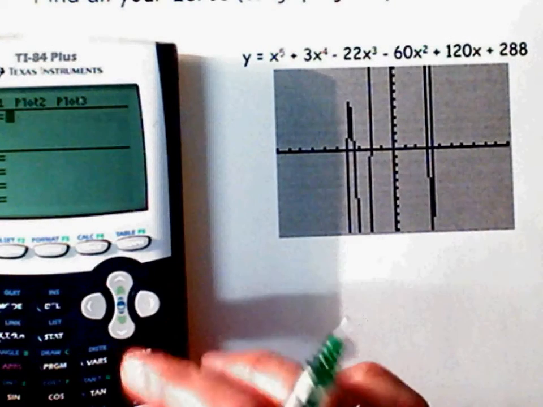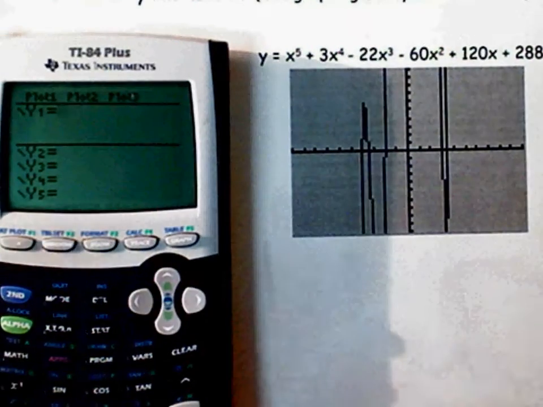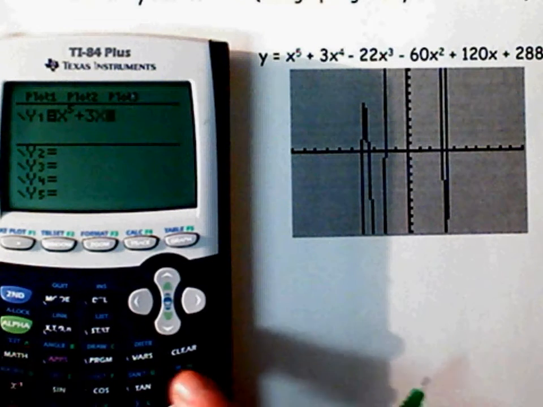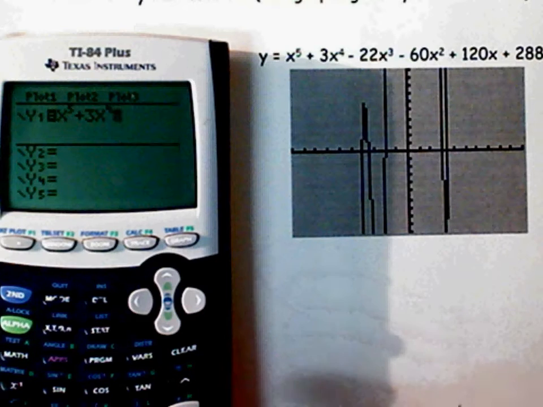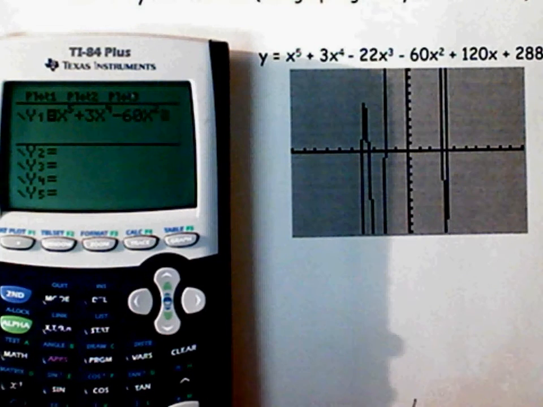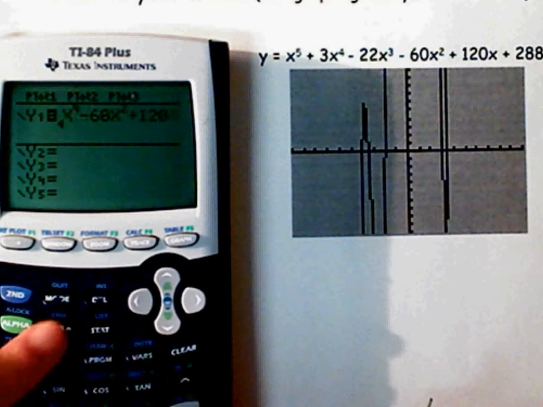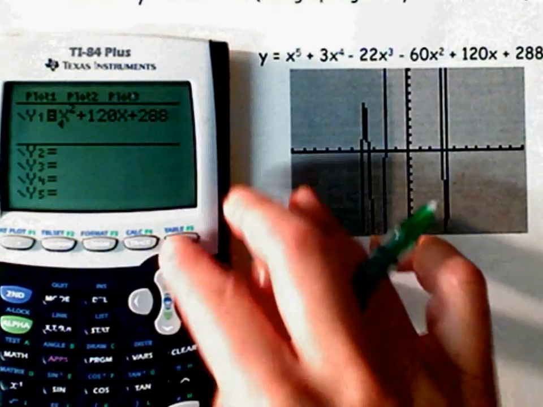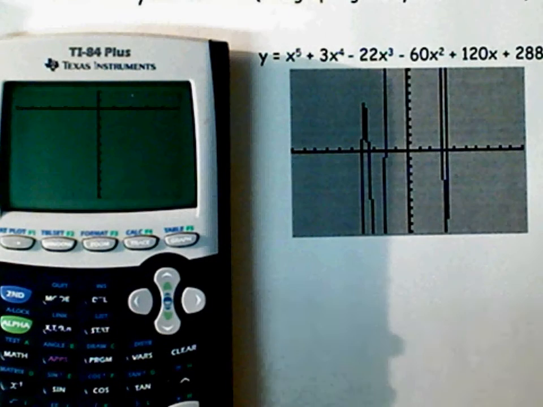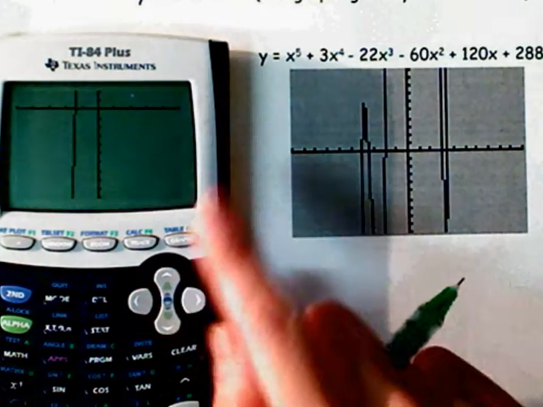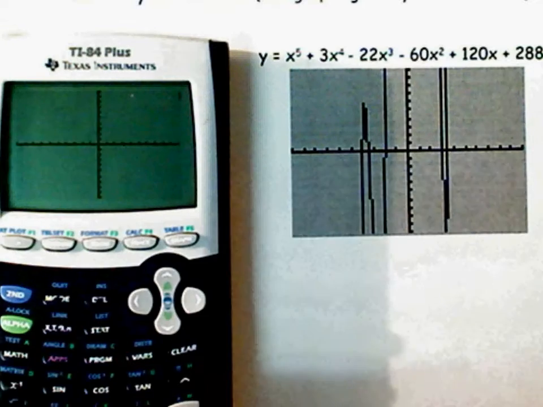I'll start over. I forgot to bring it in. X raised to the 5th plus 3x raised to the 4th minus 60x squared plus 120x, plus 288. There we go. All right, and hit graph. Now my window's a little different, so it won't look anything like it. But once it's done, I'm going to hit zoom 6. I love my standards.